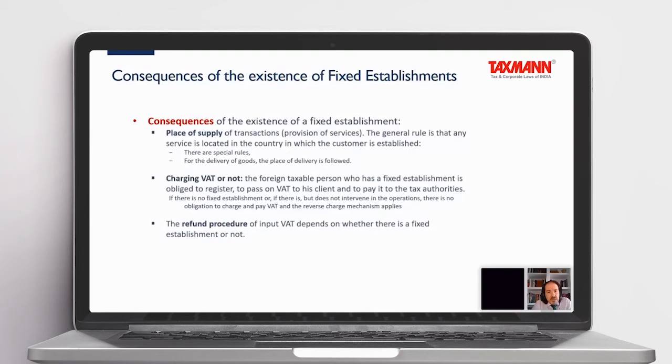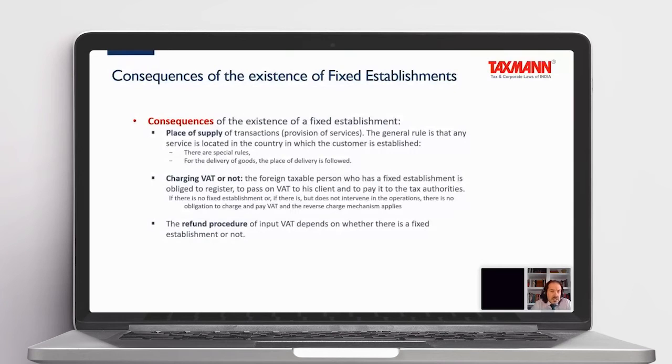So in B2B transactions, I mean in business to business transactions, in supplies of services in which the provider and the client are taxable persons, the place of supply of the service is the client's place. So it's basic from this perspective to settle if there is a fixed establishment or not, because the existence of the fixed establishment will attract the supply of service location, and obviously this supply will be taxed at the place of the fixed establishment of the client. I insist, of the client. The existence of a permanent establishment or a fixed establishment is basic from this perspective.